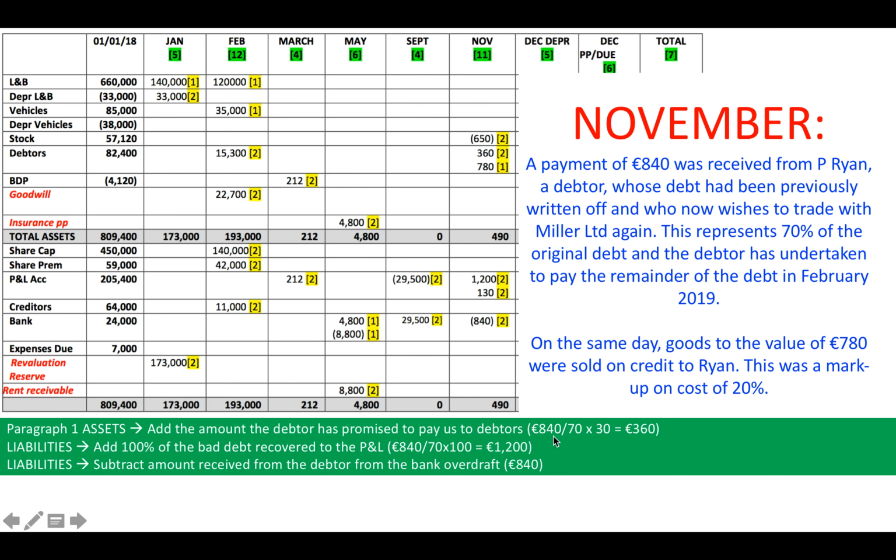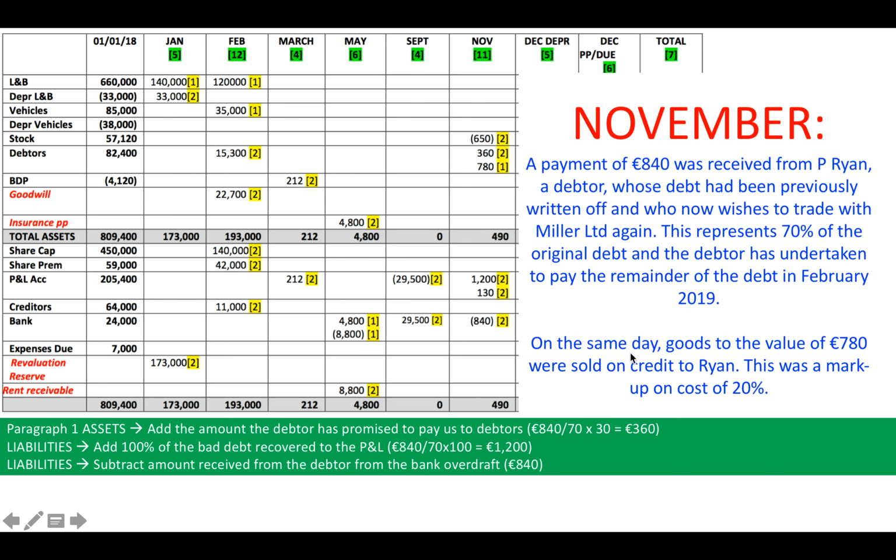So that's our 840, which is here, and that is 70%. But they're promising that they're going to pay us the other 30%. So that is 360 that we are adding to the debtor there. Now, the amount that we have received into the bank, the 840, that is going to reduce the bank overdraft here. And the total amount, the 360 and the 840, which is 100% overall, is 1,200, which is going to be bad debt recovered, which is going to go into the P&L account. So that is the first paragraph there.